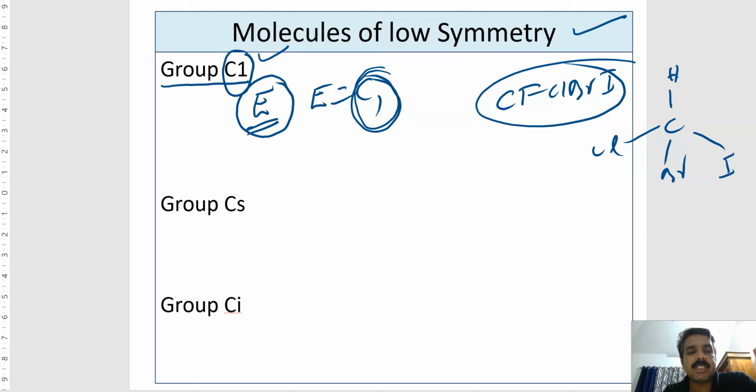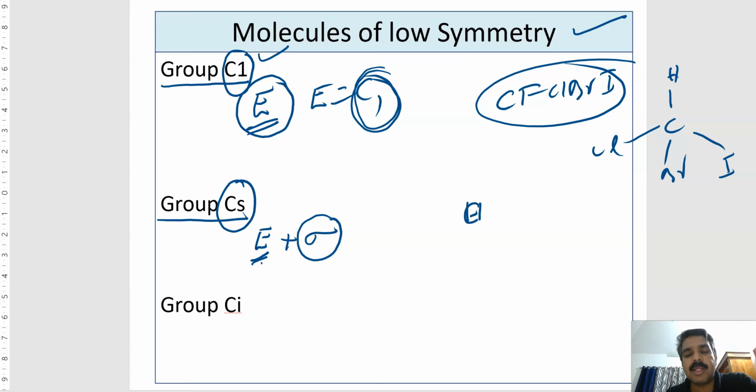Another type of point group belonging to low symmetry is group Cs. Cs means in addition to E, it contains a sigma plane. Okay, that is only two symmetry elements. E is already a trivial symmetry element. In addition to E, only one symmetry element, the sigma plane, and that is called Cs. For example, a molecule like HOD.